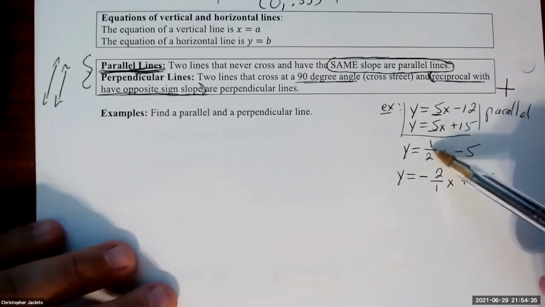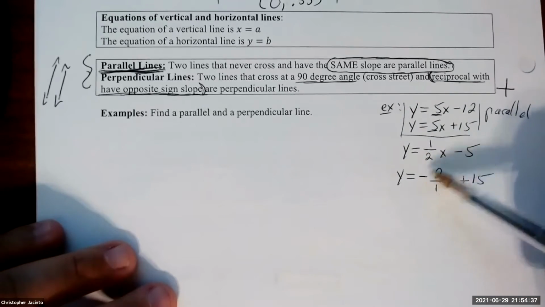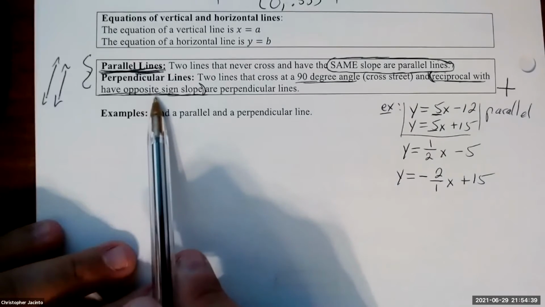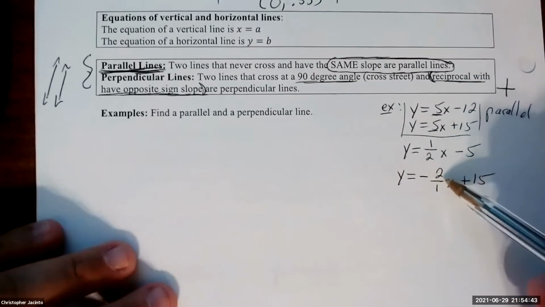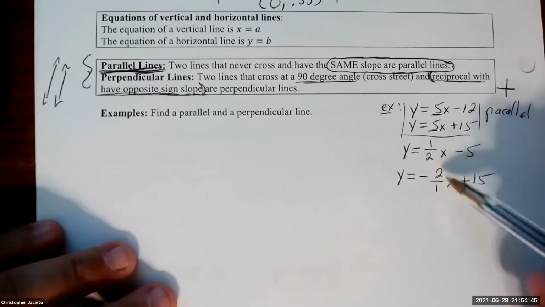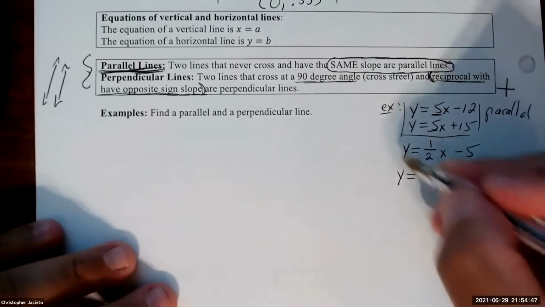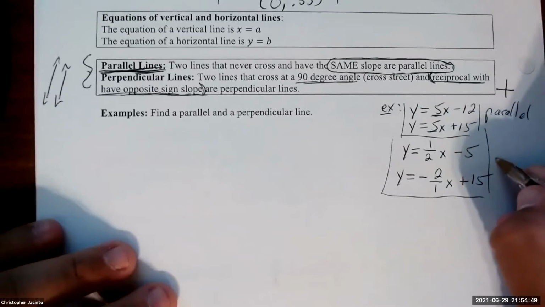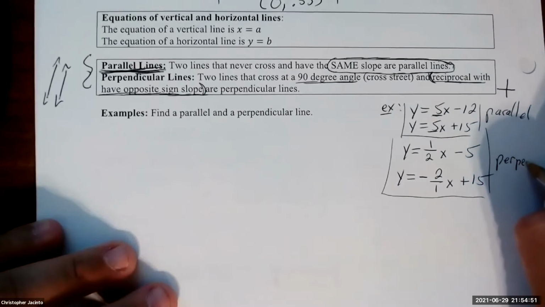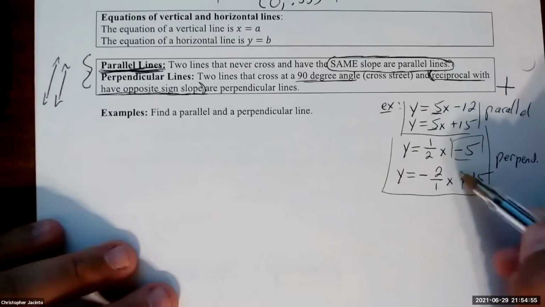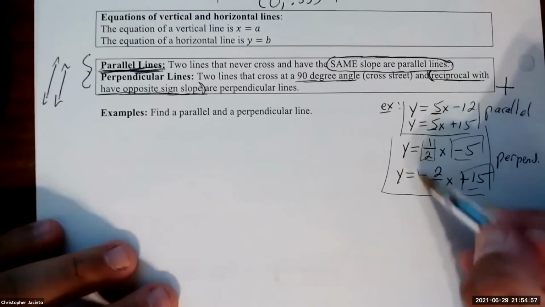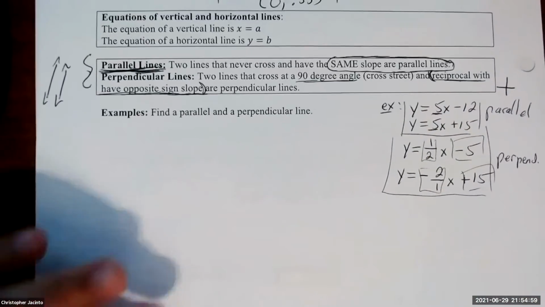So notice, one's positive, one's negative. That's the first check. And reciprocal means you just flip the entire fraction around. So now the 2 is on top and the 1 is on the bottom. So these are perpendicular. So again, it doesn't matter what these numbers are. All you're looking at is the slopes, that is what tells you.